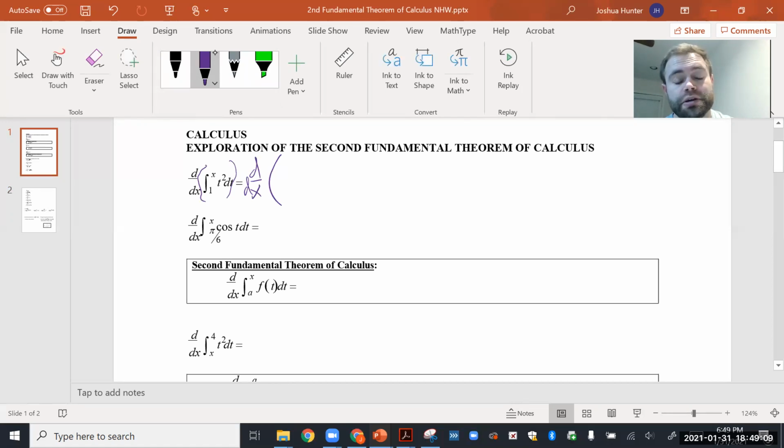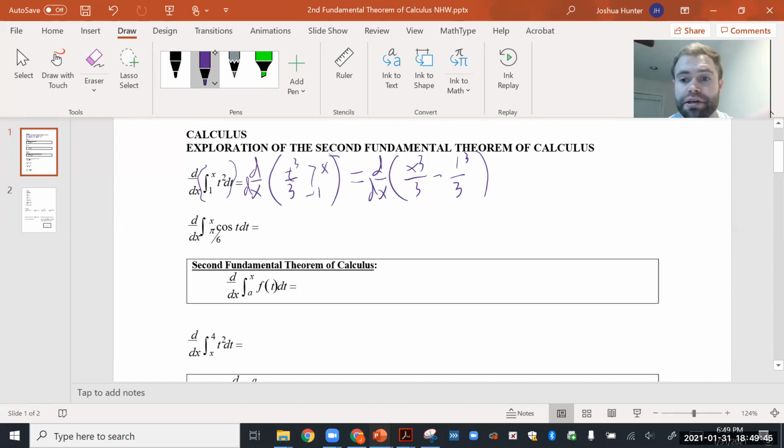First we're going to take the integral from 1 to x of t squared dt. The antiderivative of t squared would be t cubed over 3, evaluated from 1 to x. Now we're going to plug in the upper and lower limits. So that becomes x cubed over 3 minus 1 cubed over 3.